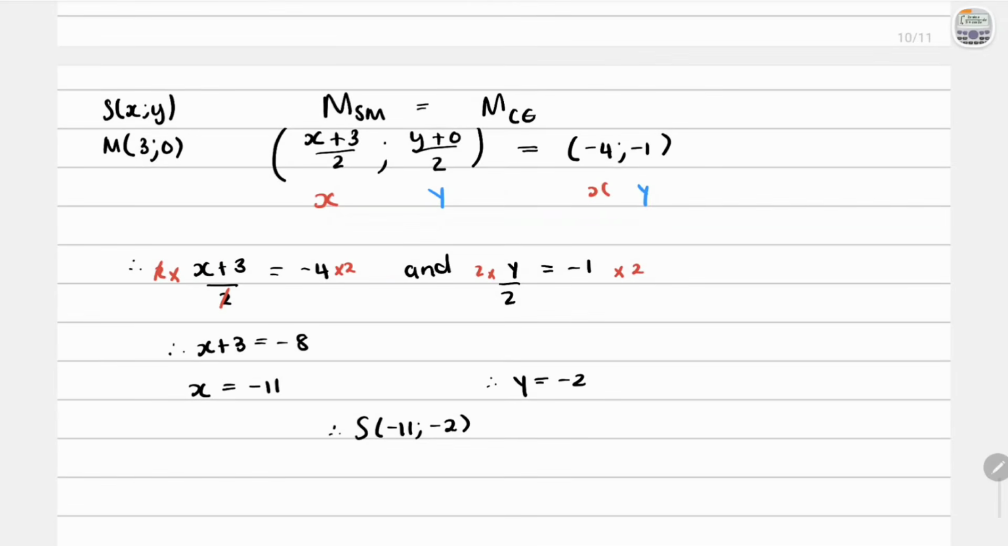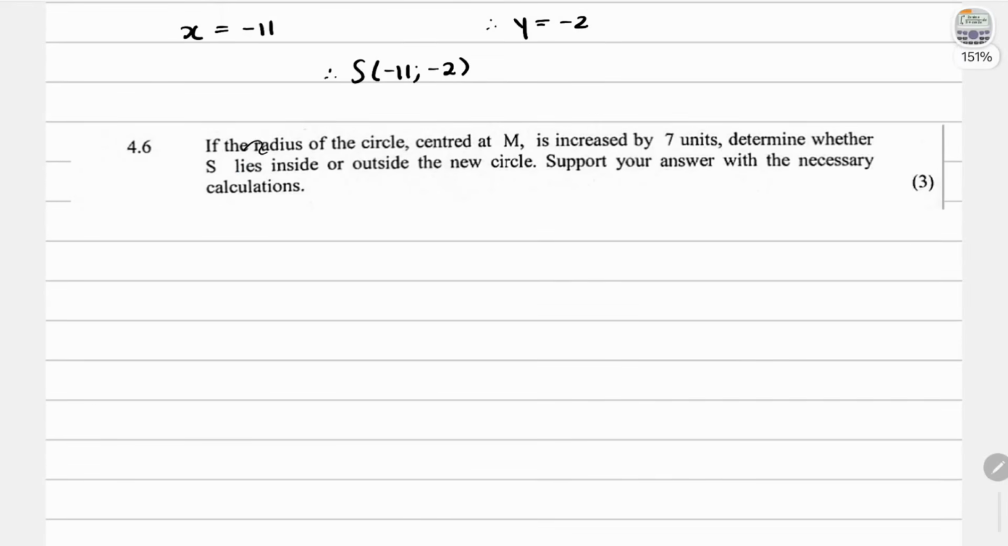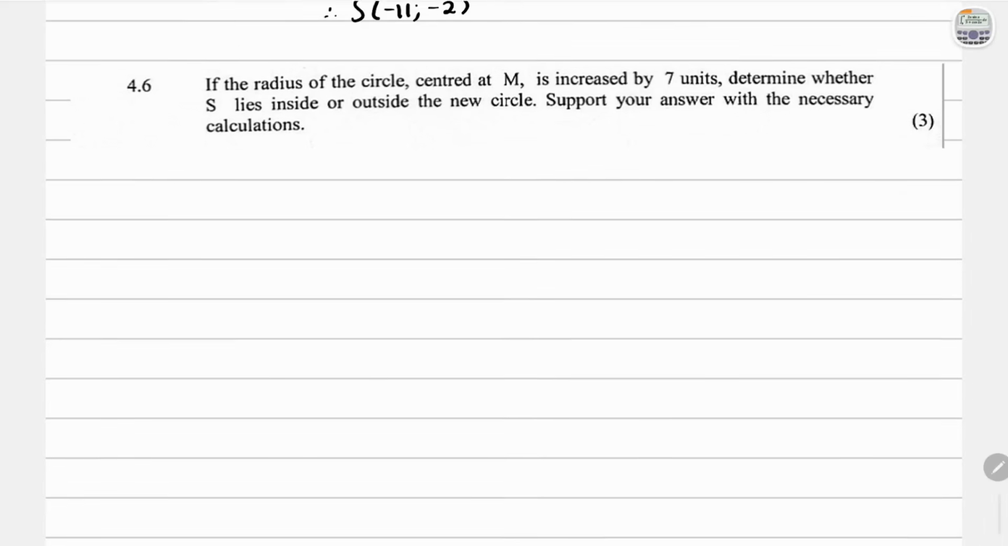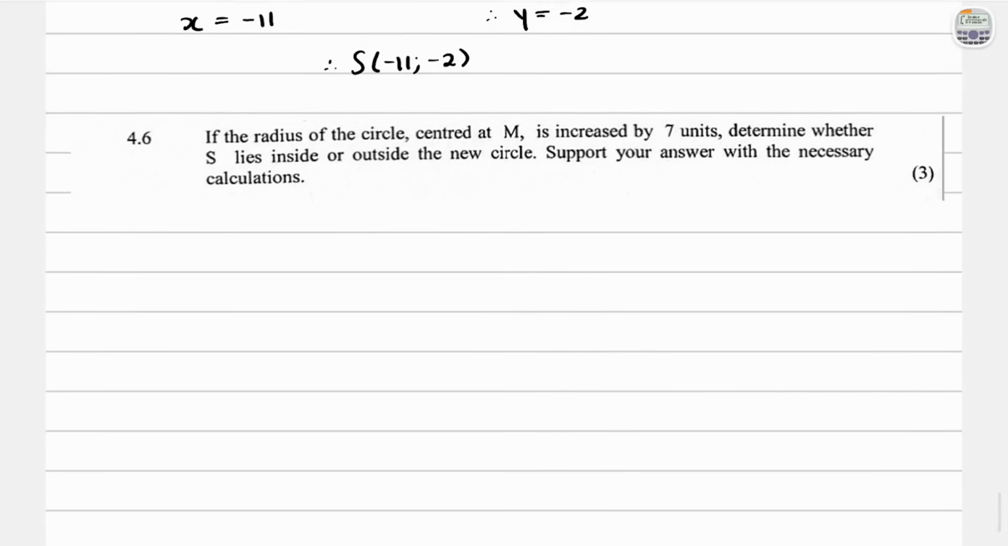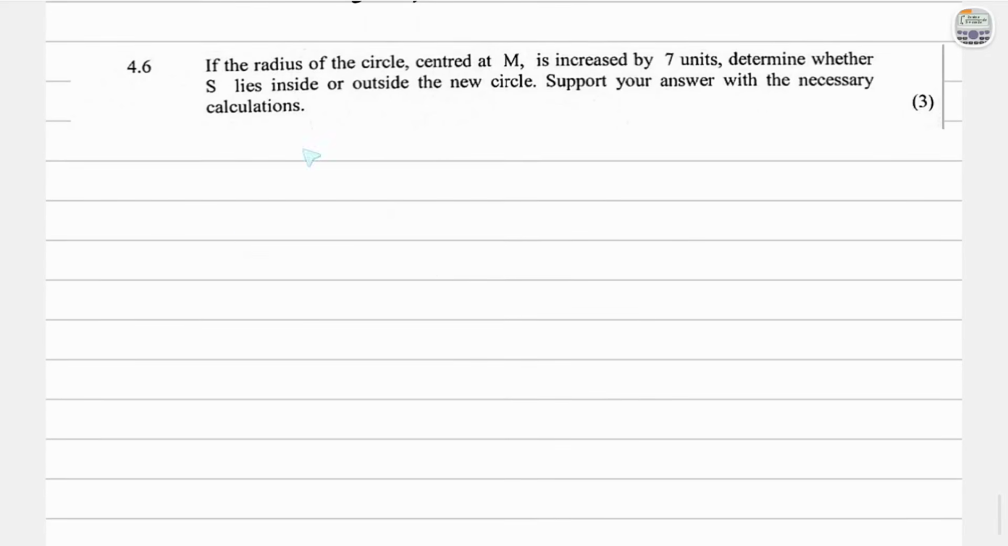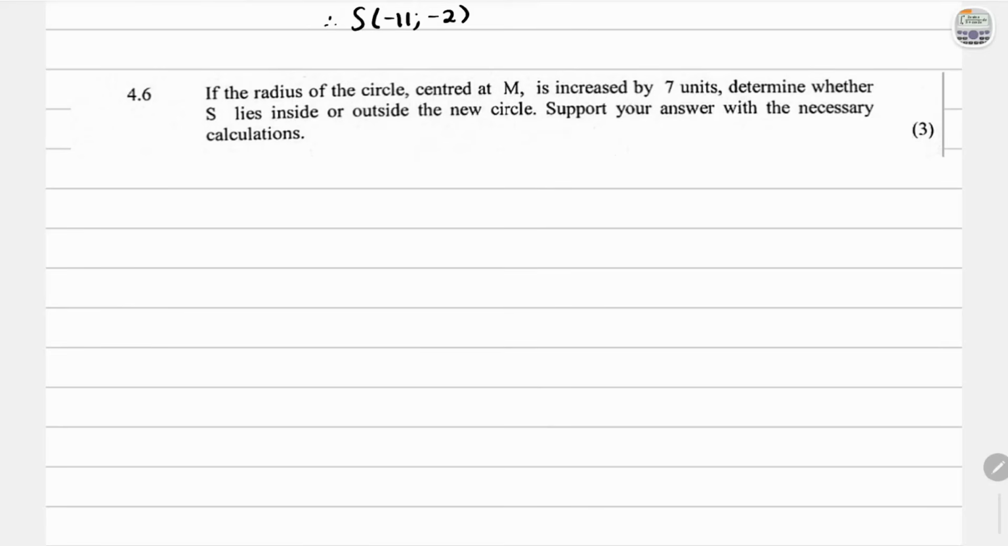Moving on to the next question. Okay, question 4.6 says, if the radius of the circle centered at M is increased by 7 units, determine whether S lies inside or outside the new circle. Support your answer with the necessary calculations. I just want to make sure that I do this as neatly as I can so that the calculations are not all over the place. They just follow a structure. So let's think this through.